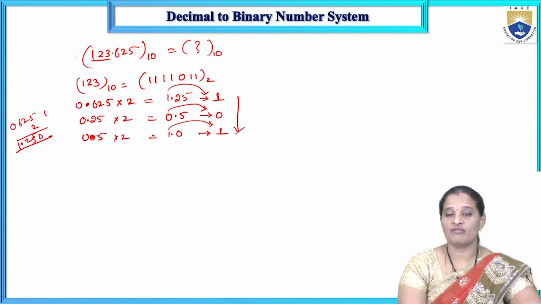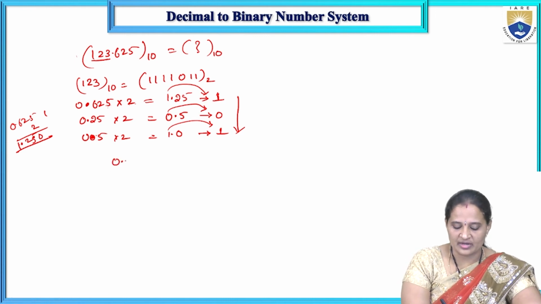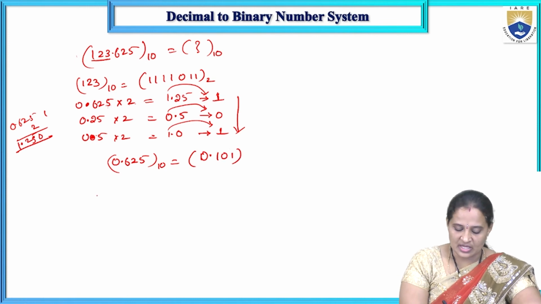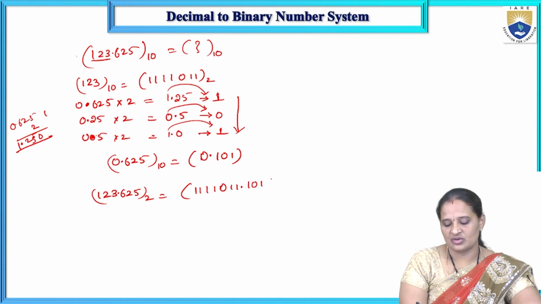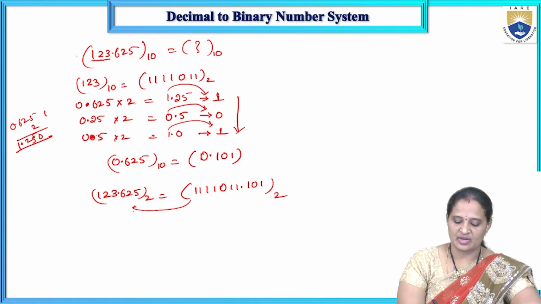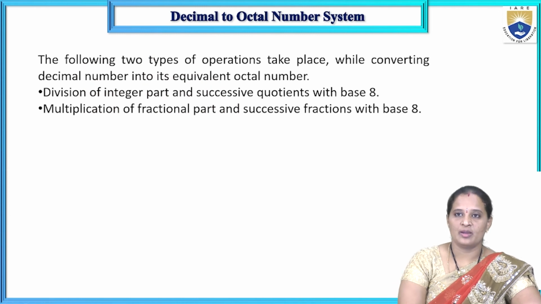Now you keep track of all the remainders from bottom to up. So now what will be the binary equivalent of this one? 0.625 can be represented in binary as 0.101. So that means the total binary equivalent of 123.625 can be 1111011.101. You can even verify with the positional weights method. You will get the same number. So this is decimal and this is binary. That is how you can convert it into binary.